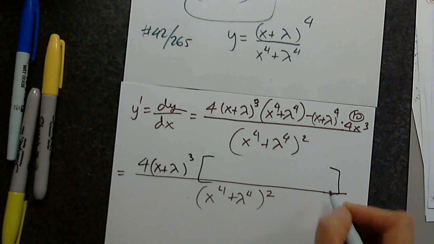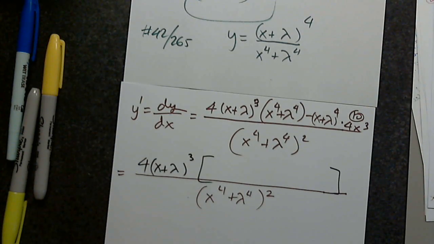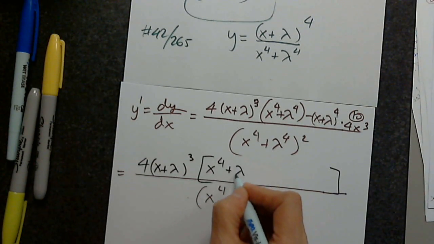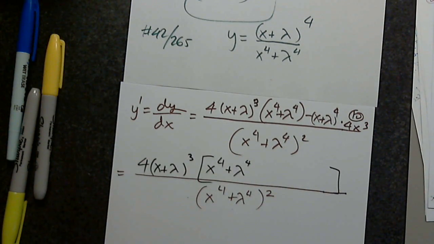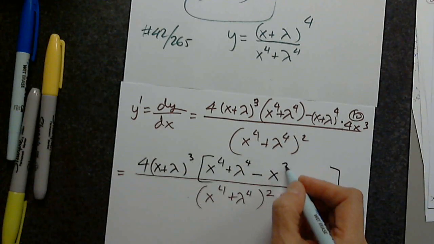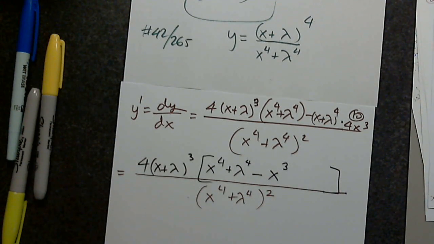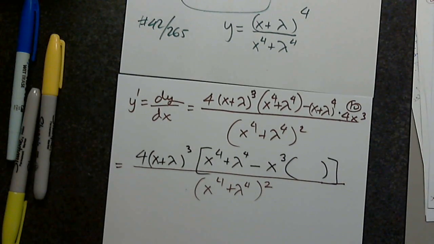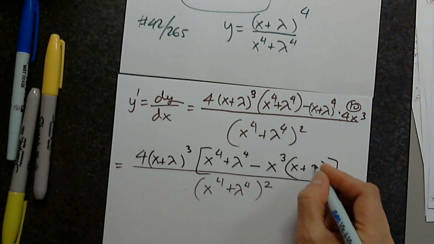So very good. Let's see what we have. What is left from the first term? 1. So x plus lambda. Right. Minus x to the third in front, and in parentheses x plus lambda.